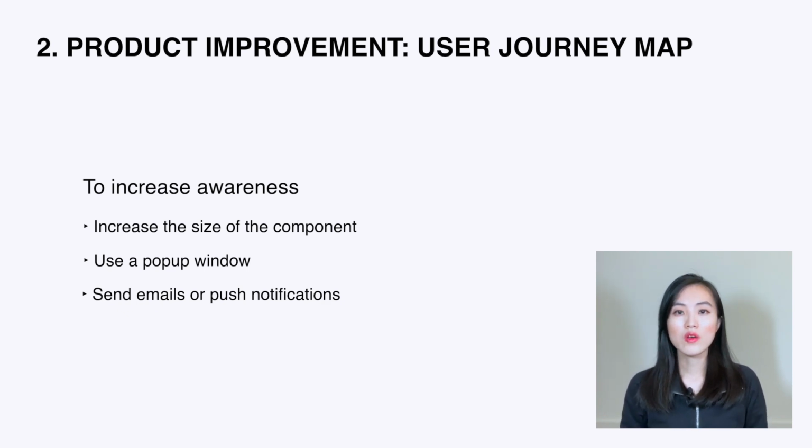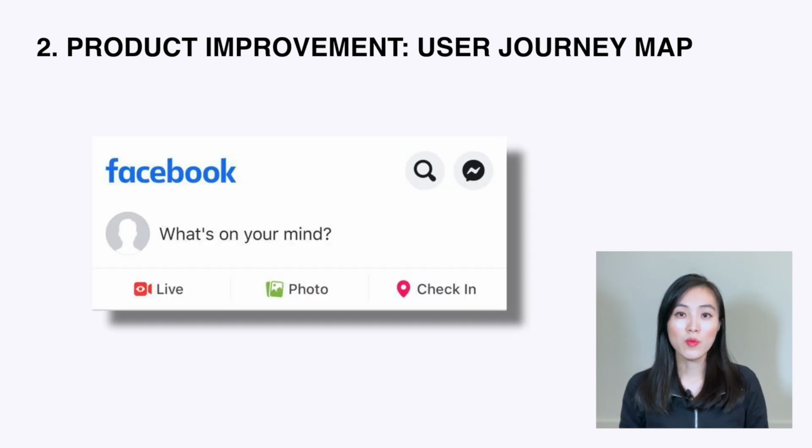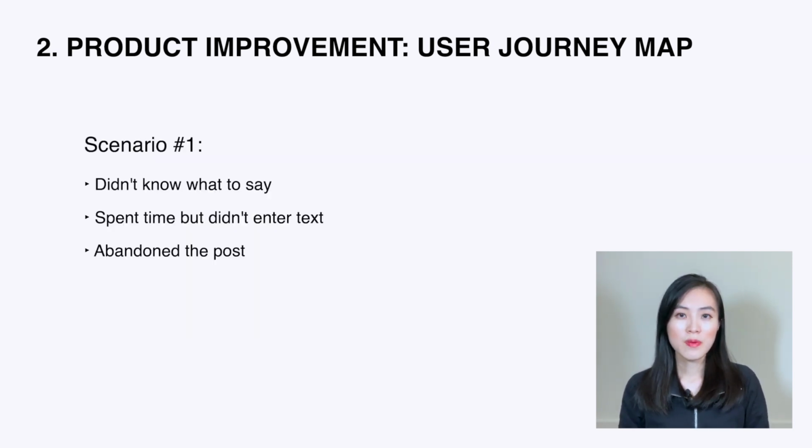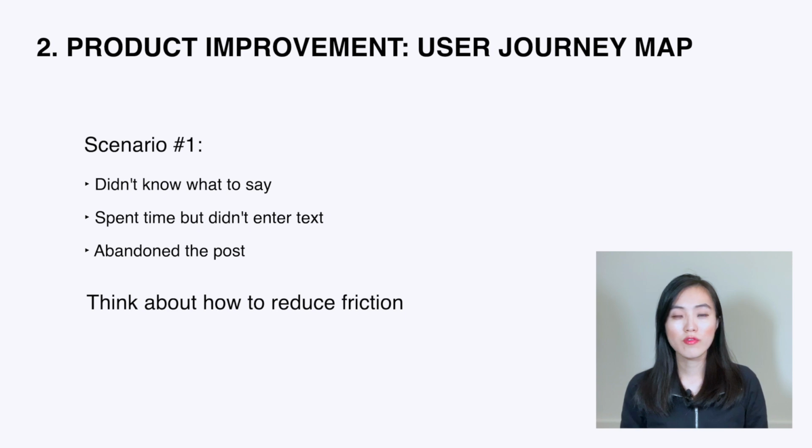Okay, now we're aware of the feature, what do we do next? We click on it and a window pops up. Then there are different scenarios. It's possible that we open the window but we don't know what to say, so we end up not posting anything. It can reflect in the data that some users spent some time on the page and did not enter any text, then they abandoned it. For this kind of users, think about how we can reduce friction to incentivize them to post.